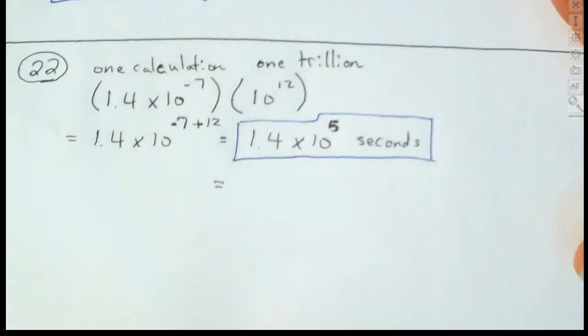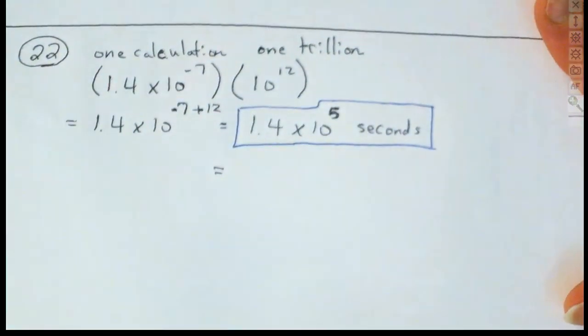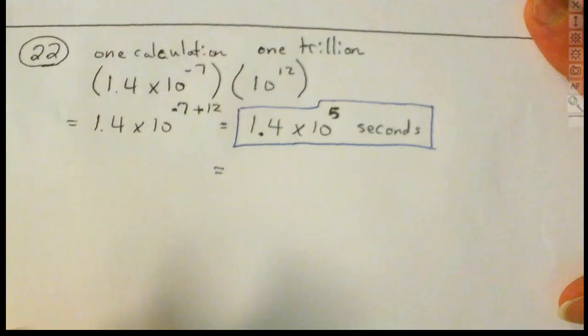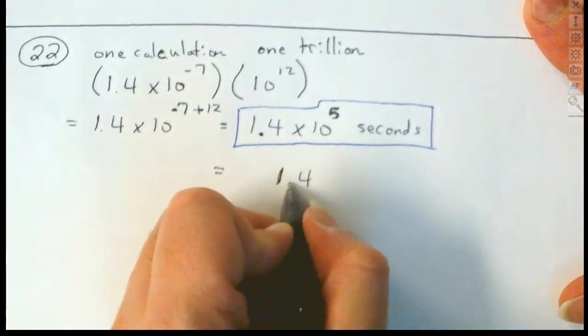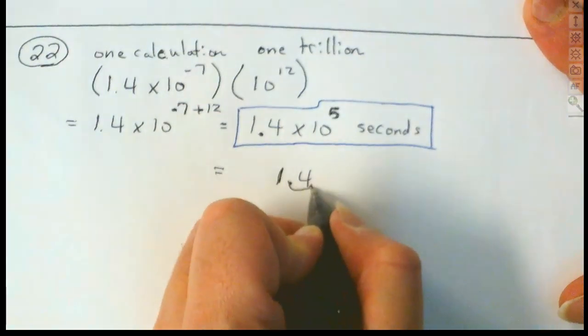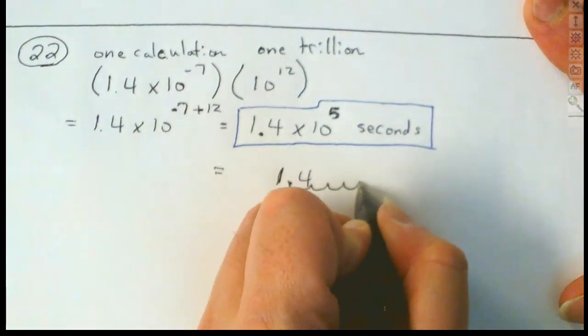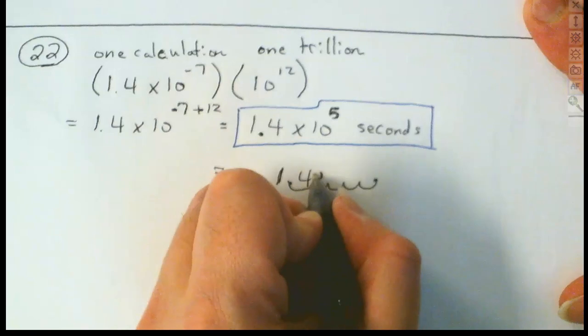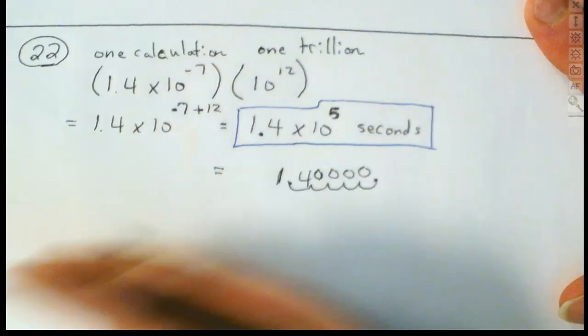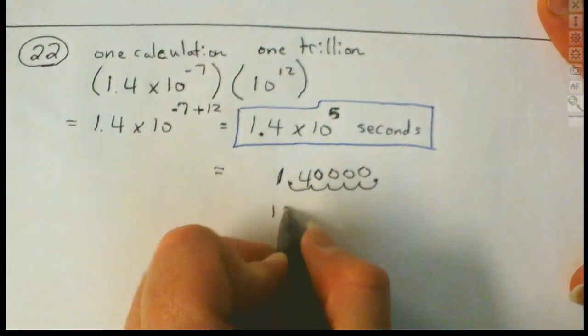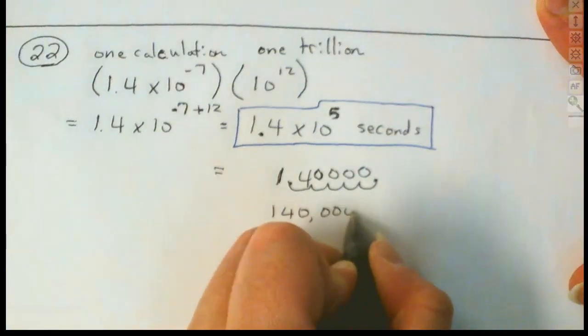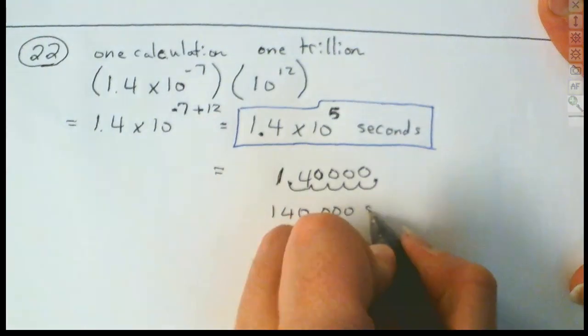So what would this be in standard notation? Well, in standard notation, we would have to move this 5 places. So there's my decimal. So there's 1, 2, 3, 4, 5. Okay, so there it is. So that's 140,000 seconds. And how many minutes would that be?